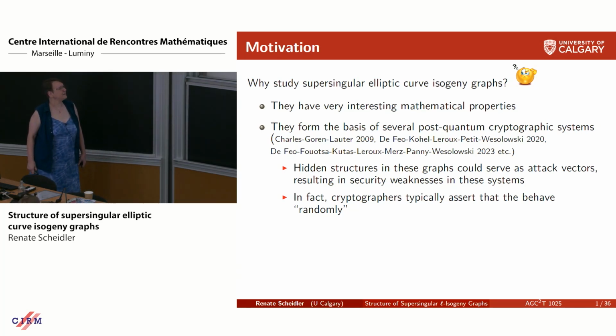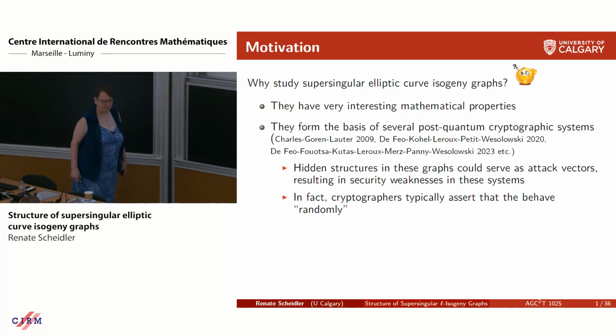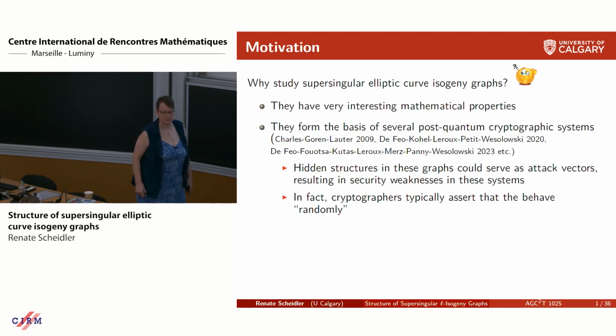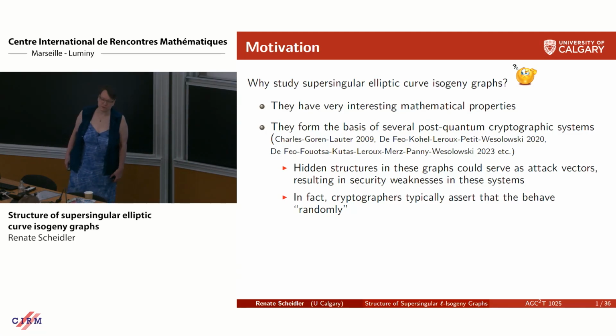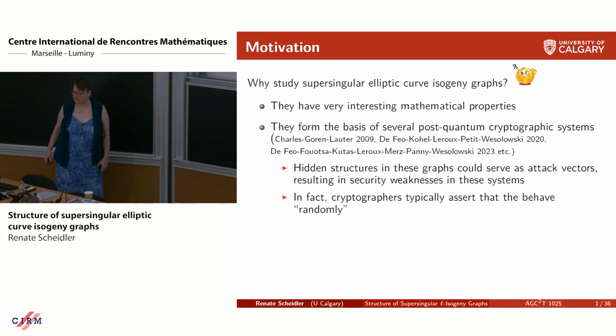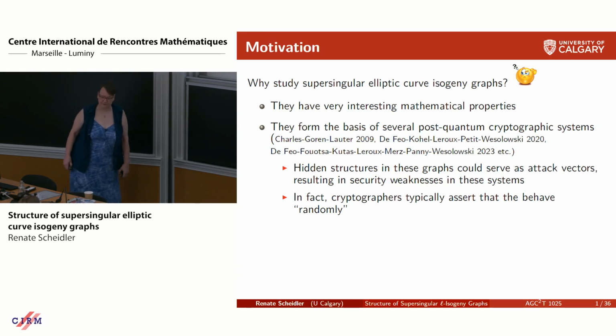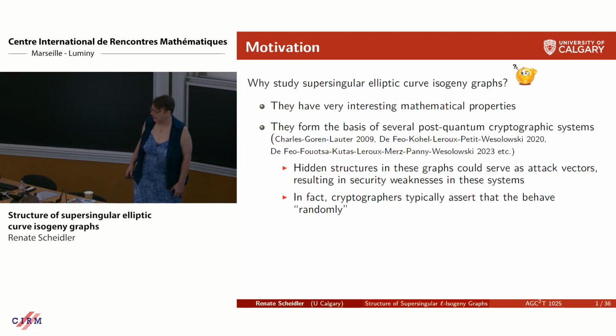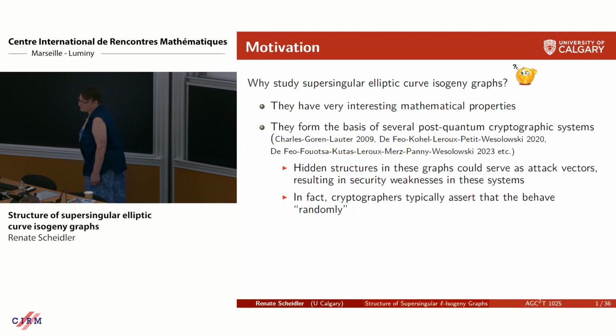But there's another reason, and that is cryptographers care about them, because they form the basis of a number of hopefully quantum-resistant cryptographic systems. I've mentioned a few here, so there are probably people in this room who have worked on variants and related systems of one type or another, and if I'm not mentioning you here by name, please forgive me. I also have some papers on this, and I'm not mentioning myself, so you're hopefully in good company.